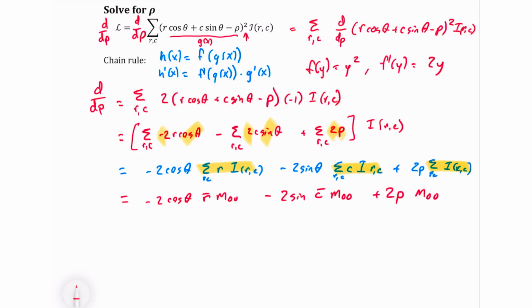So I can pull all these things together. I can take out my common terms, which are -2 m0. Multiplying that by cosine of theta, I'll put my r bar in front here, plus my sine of theta, put my c bar there, minus rho. And now the next thing we want to do is set it to 0. I'm going to say 0 equals all this.